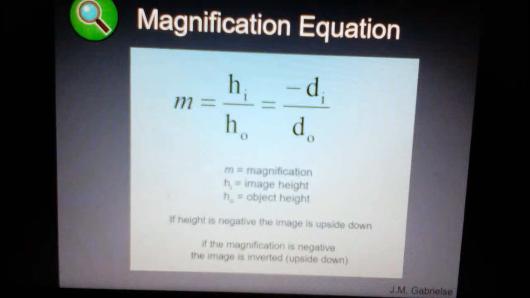Now here is the magnification equation. M stands for magnification, HI stands for image height, HO stands for object height. If the height is negative, the image is upside down. And if the magnification is negative, the image is inverted, which is upside down.